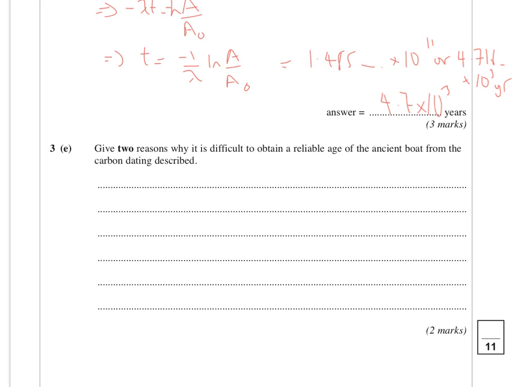Give 2 reasons why it's difficult to obtain a reliable age of the ancient boat from the carbon dating described. So there's always issues with contamination from other sources, so you may have got some radioactive decays coming from something other than the wood. So that's good.